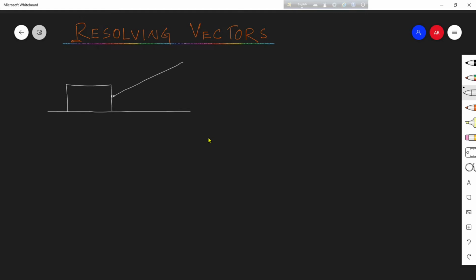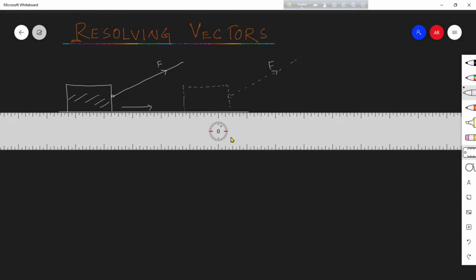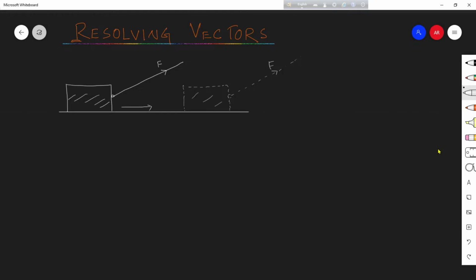Hello dear students, today we are discussing resolving vectors. We would like to resolve the vectors into their components. So think of an object placed on a horizontal surface and being pulled along the direction shown in the diagram. It is neither horizontal nor vertical, rather along the slanted line. And the dotted one represents the new position of the object as it has been pulled along that slanted line.